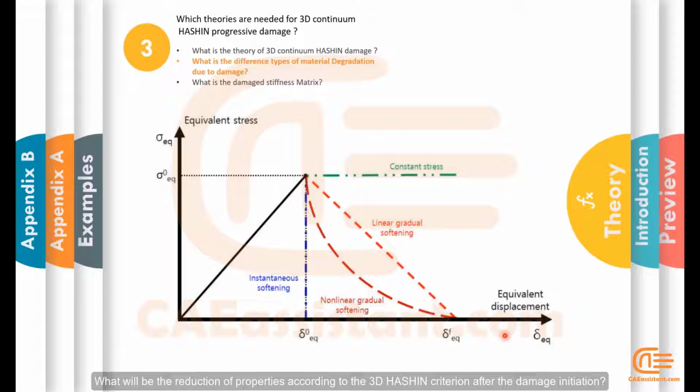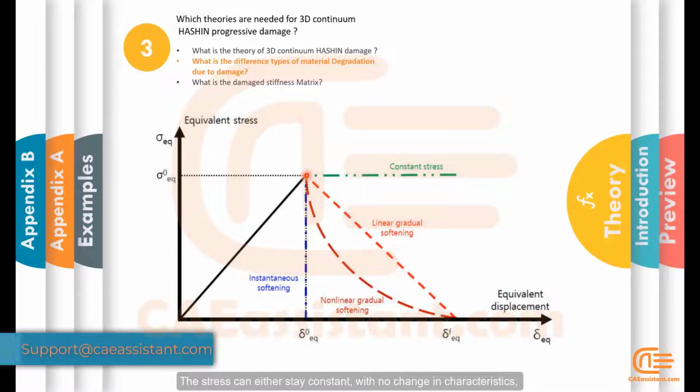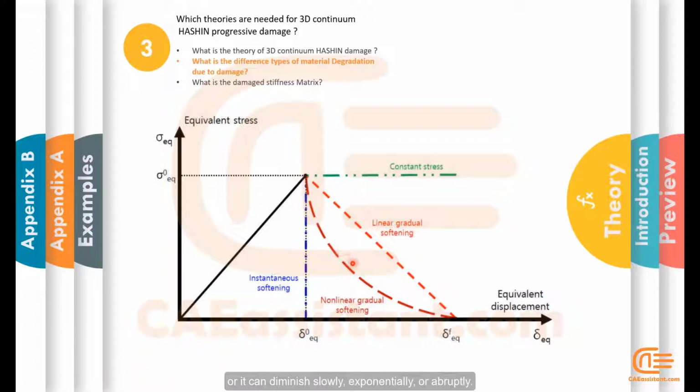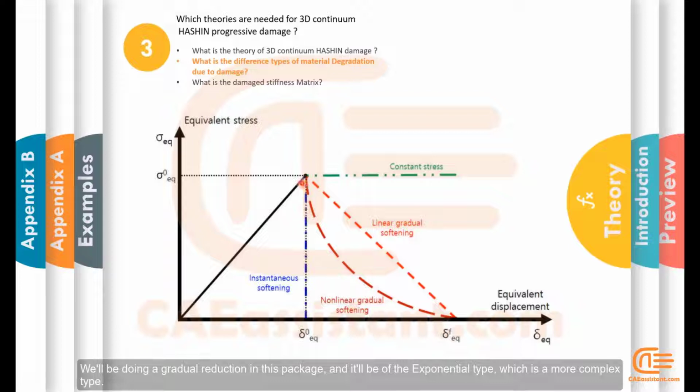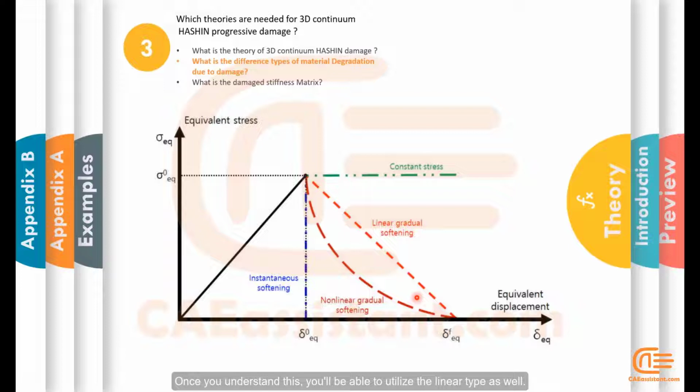What will be the reduction of properties according to the 3D Hashin criterion after the damage initiation? The stress can either stay constant with no change in characteristics, or it can diminish slowly, exponentially, or abruptly. We'll be doing a gradual reduction in this package, and it'll be of the exponential type, which is a more complex type. Once you understand this, you'll be able to utilize the linear type as well. For instantaneous properties reduction, you can use the USDFLD subroutine, which is covered in other packages, to make your subroutine writing method easier.